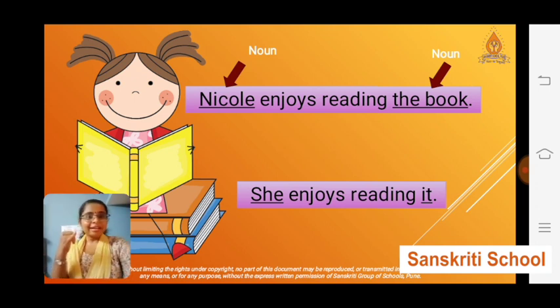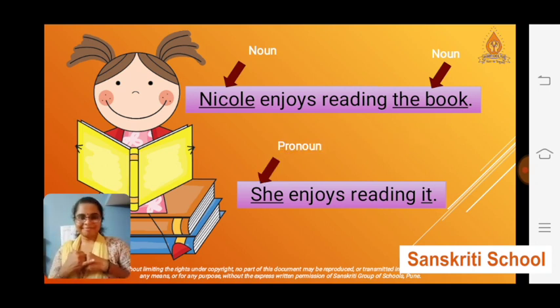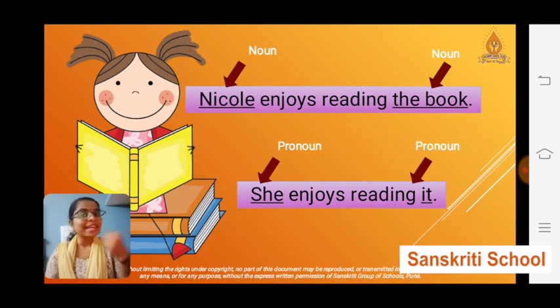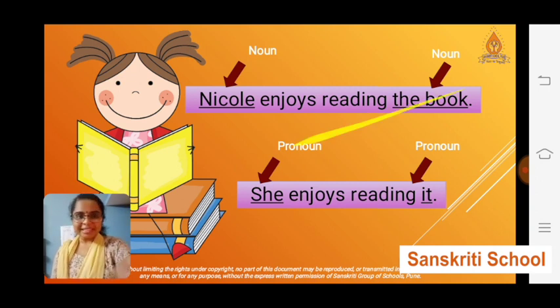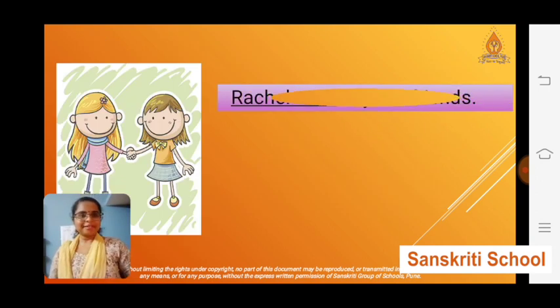So here, Nicole is replaced by the pronoun she. And the book is replaced by it. So it is another pronoun. That's why we say pronouns can replace multiple nouns. She, he, it. All these are examples of pronouns. See this, one more example.